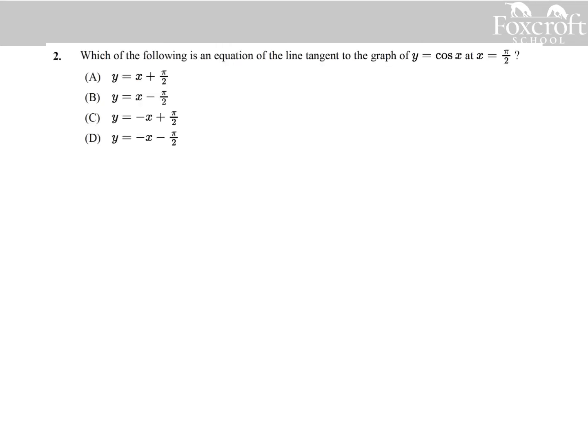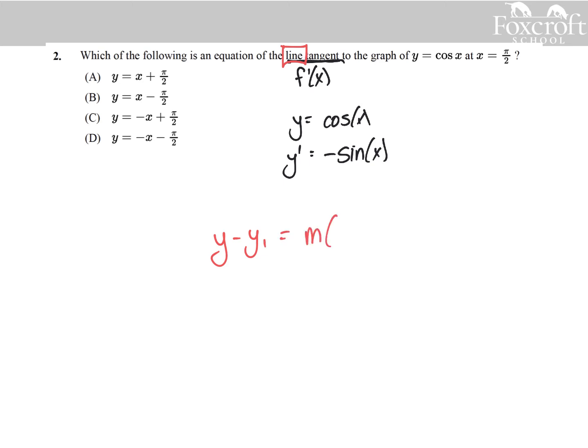All right, which of the following is an equation of the line tangent to the graph y equals cosine x at x equals pi over 2? So if we want to find a tangent line, the thing that gives us the tangent lines is our derivative. If our function is y equals cosine of x, the derivative is going to be negative sine of x. And then if I want to make a line, the formula we use for most lines is point slope form, y minus y1 equals m times x minus x1. So we need to figure out three things. We need to figure out the original x and y value. Those are going to come from our original function y. And then our slope, that's going to come from our derivative.